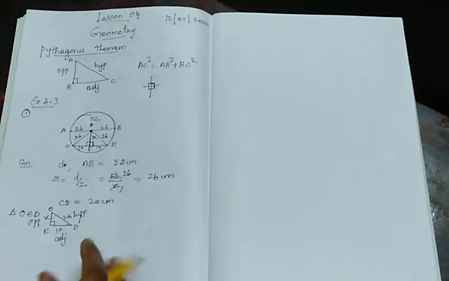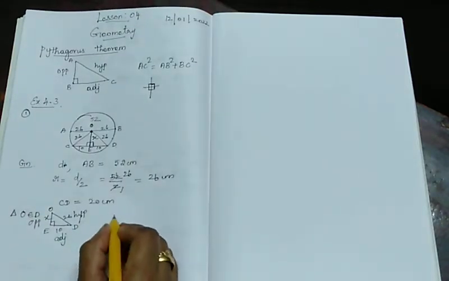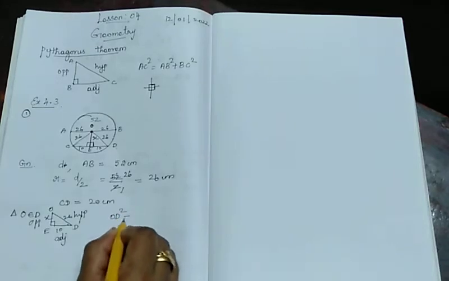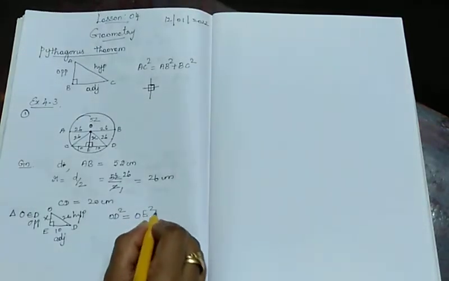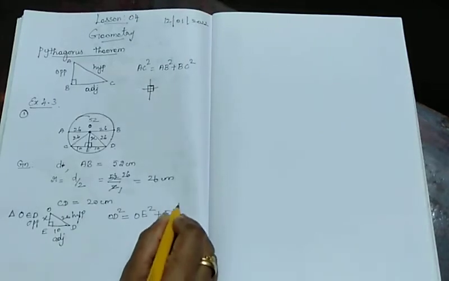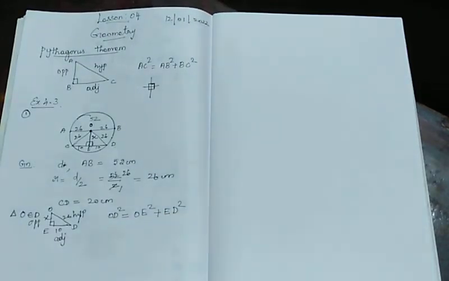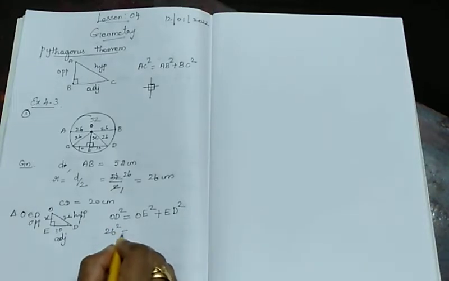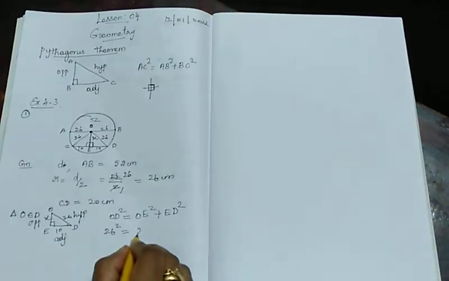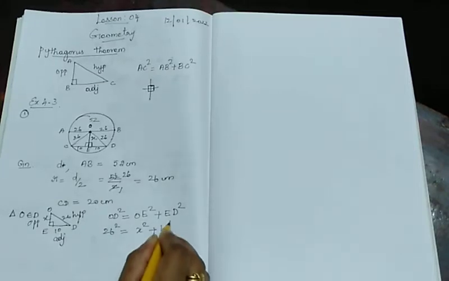So square of hypotenuse means OD square is equal to OE square plus ED square. Just substitute. What is OD? 26 square is equal to OE, x square plus 10 square.